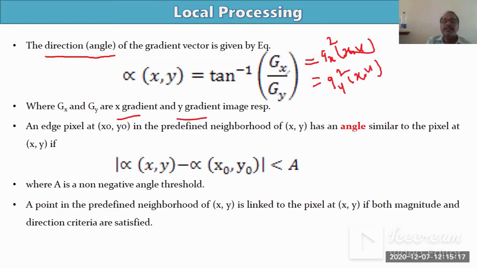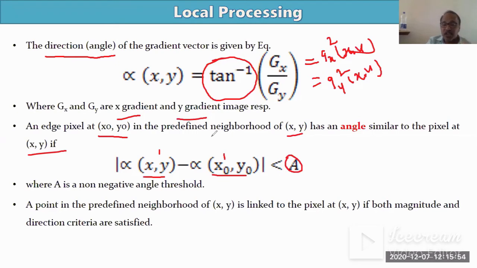So this G of x means the point at one pixel and the point at second pixel. We can take the division of that, and we can take the tan inverse option. Now, an edge pixel at x0 y0 in a predefined neighborhood of xy has an angle similar to the pixel at xy if the difference of the angle between the center pixel and the other pixel is less than a predefined angle. So here A is a non-negative threshold.